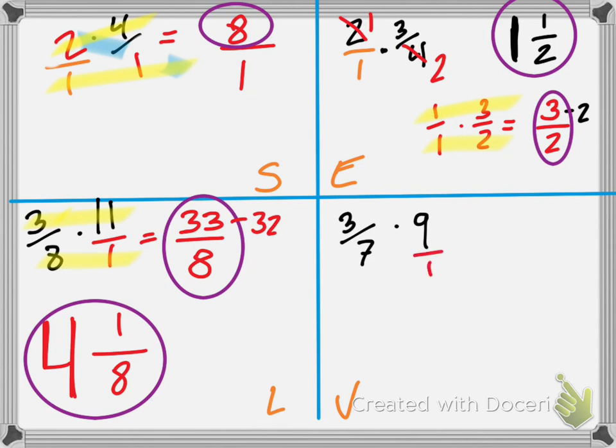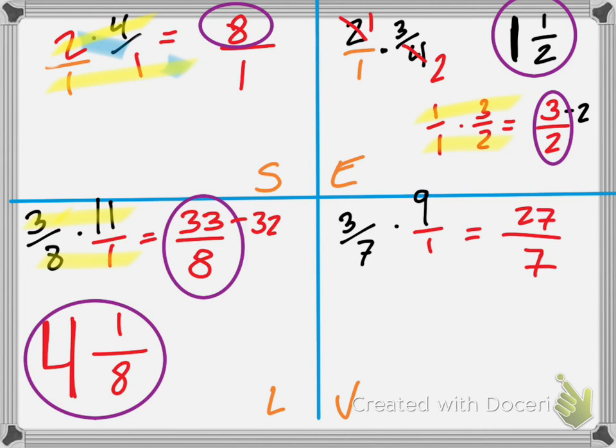Vahe, what do I do? Well, it's a little bit different, though. Can I cross cancel anything here? No, I can't. 9 and 7, 3 and 1, I can't do anything. So I gotta just multiply. Vahe, what's 3 times 9? 3 times 9 is 27. 7 times 1 is 7.